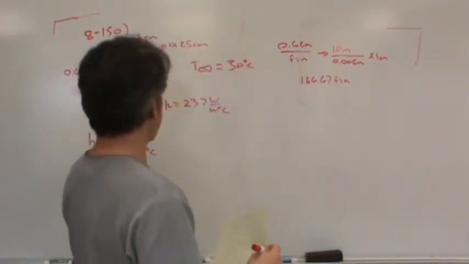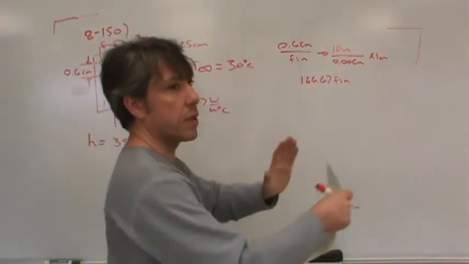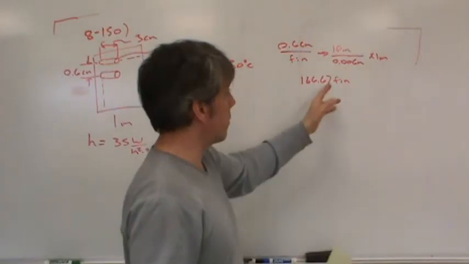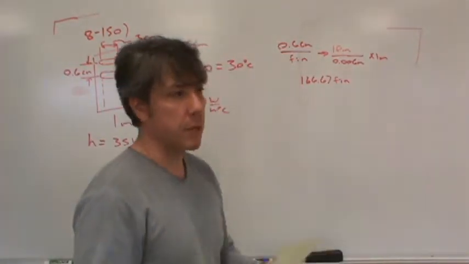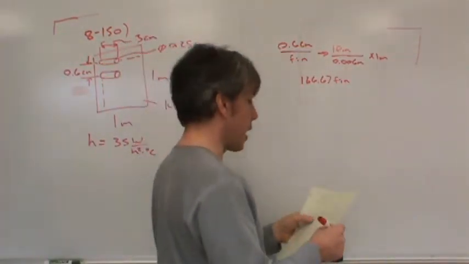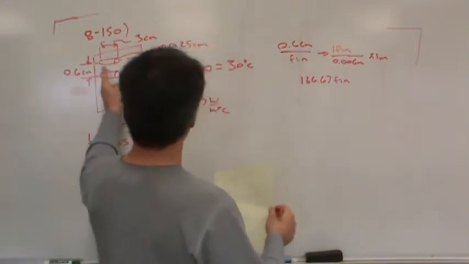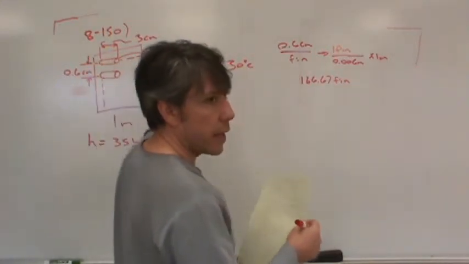Now I realize we can't have 2/3 of a fin, but I'm not worried about the round off, because I assume that this 1 meter area is something that's either extended or, if I'm off by a few fins, it really won't make much of a difference, okay? Because there's going to be a lot of fins in there. So that's how many fins there are in the x direction.